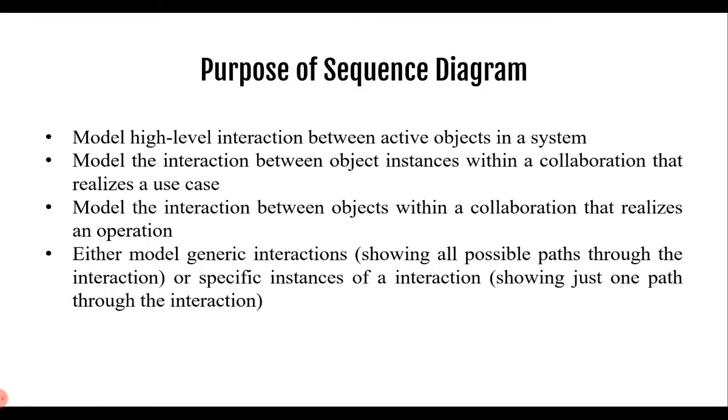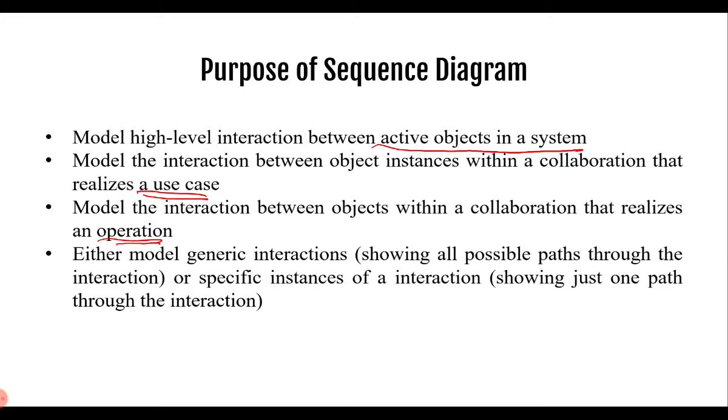So the main purpose of sequence diagram can be categorized into these following points. First of all, it models high-level interaction between active objects in a system, and it also models the interaction between object instances within a collaboration that realizes a use case. It also models the interaction between objects within collaboration which realizes an operation, and either models generic interactions which show all possible paths through the interaction, or specific instances of an interaction which show just one path through the interaction.